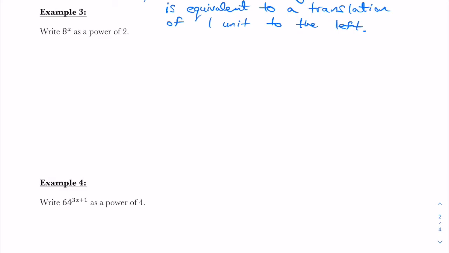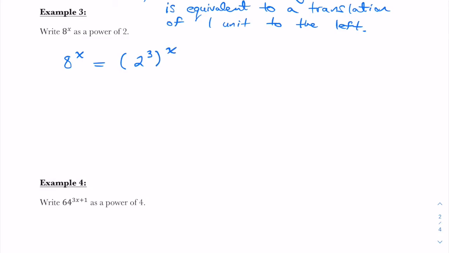So let me demonstrate this first example. Consider 8 to the exponent x. The base is 8, the exponent is x. Here we're being asked to write it as a power of 2. And to do this, think about how you can write the base of 8 perhaps as a power of 2. Well, one way to do this is to recognize that 8 is equivalent to 2 to the exponent 3.